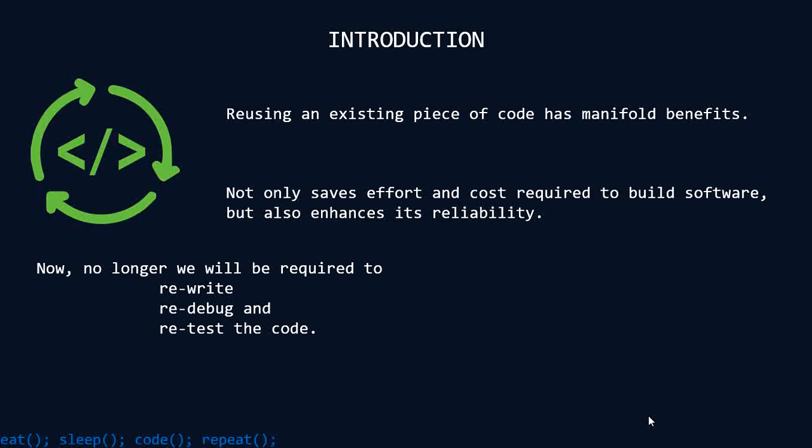So we no longer need to rewrite the code, debug the code, and retest the code again and again. Whatever code we have already written, we're going to use it multiple times for different test cases. So this is what inheritance does.